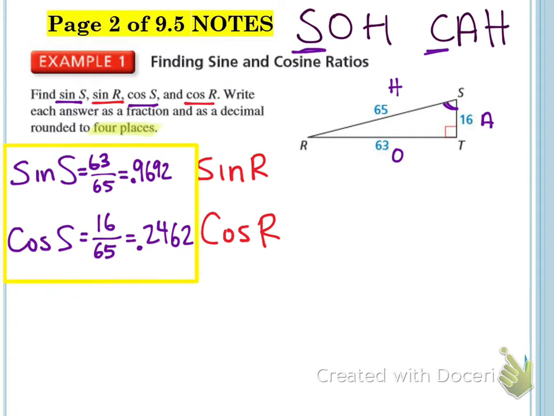Now we will find sine and cosine from angle R. From angle R's perspective, which of these sides will not change? The hypotenuse. But what will change, what is opposite of R? 16, which means 63 is adjacent. So then for sine of R, the opposite will go on the top, 16, over the hypotenuse, which is 65. This should look very familiar. What is 16 divided by 65? 0.2462.